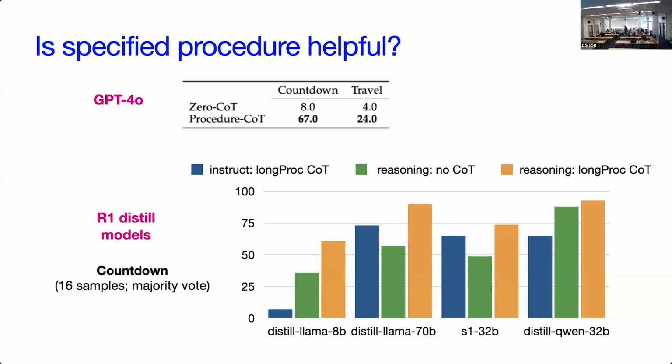Any other questions? So I'll go ahead with maybe a philosophical question. What do you think we should expect large language models to do? For example, countdown, do you think countdown is something we should expect LLMs to do?